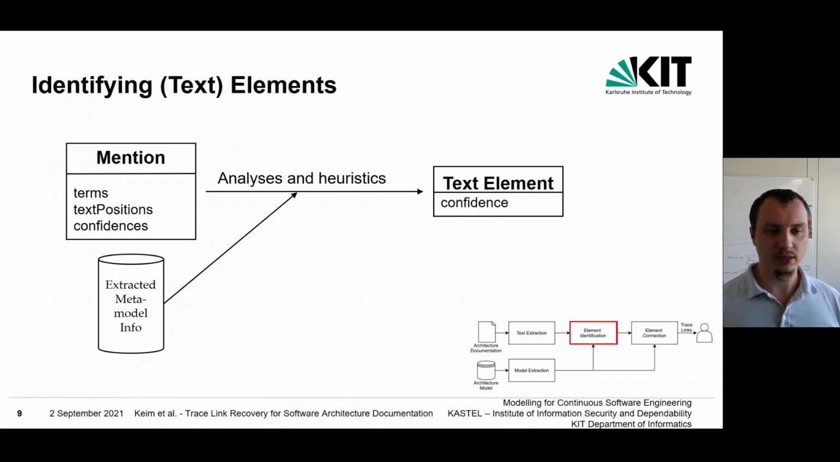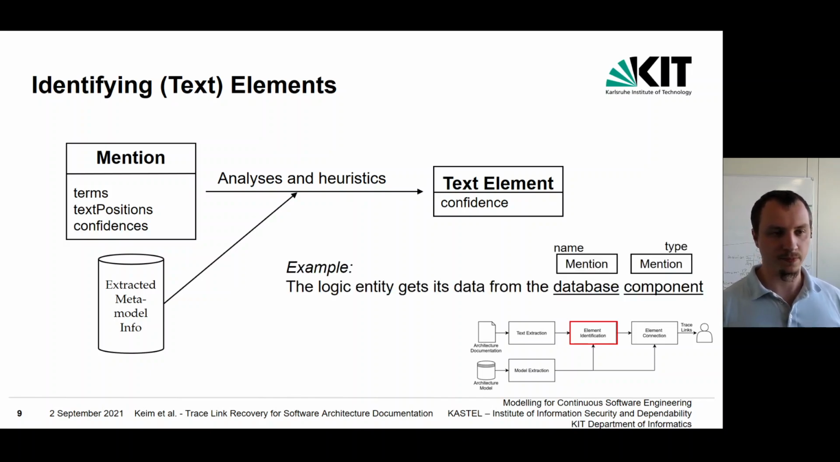Here, we combine identified mentions that are named elements and types where possible. This way, we can potentially tell for a text element which type it should have based on the text.